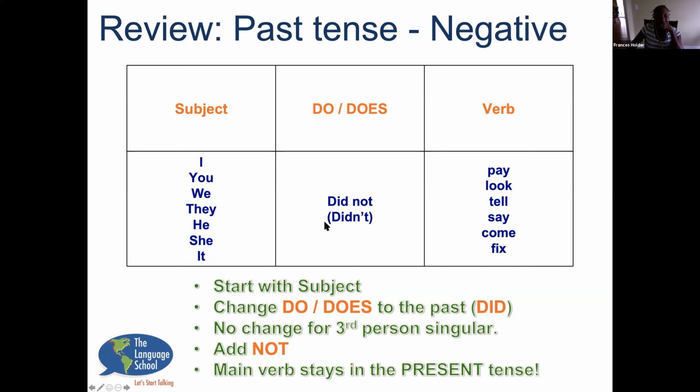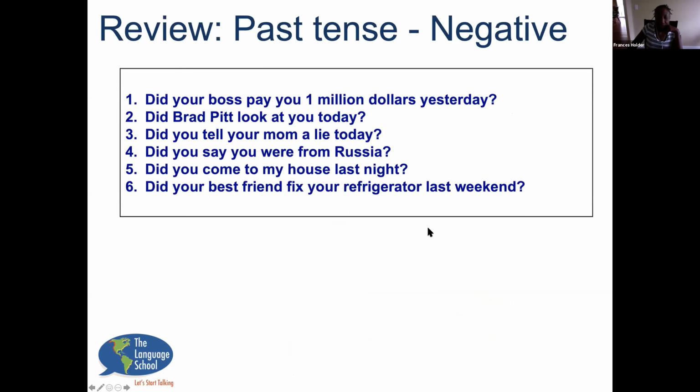Now, did not, as you can see here, we can shorten it to didn't. Didn't is the form that we use mostly in conversation. Did not is the long form, didn't is the short form. Both are equally correct. It's just that didn't is more conversational. Okay. All right. Let's practice. So tell me, Fernando, did your boss pay you $1 million yesterday?